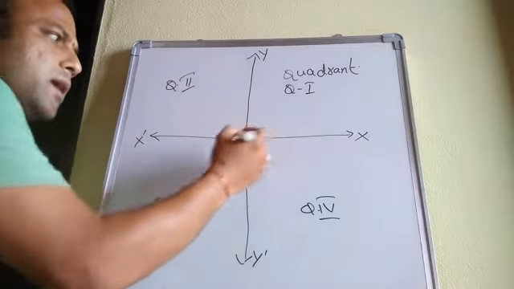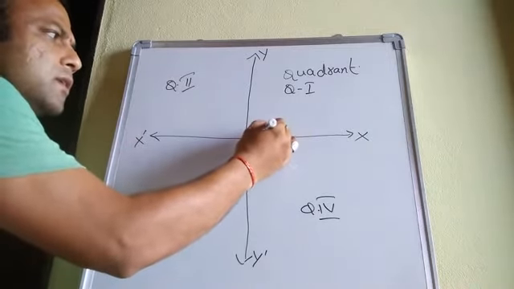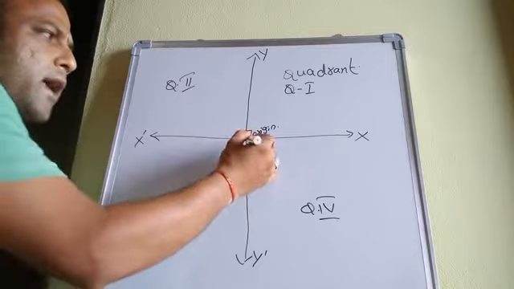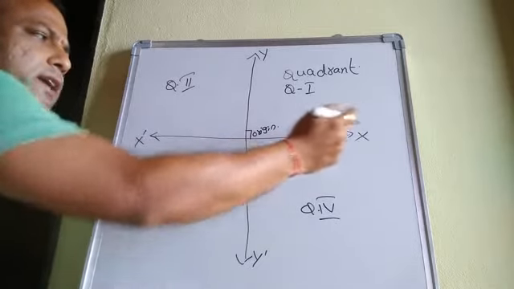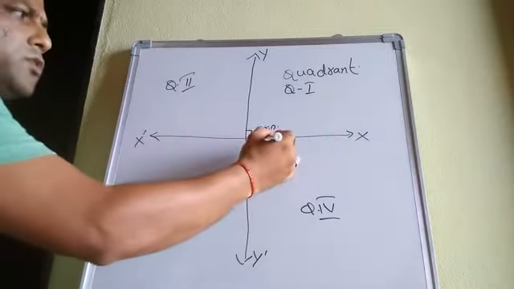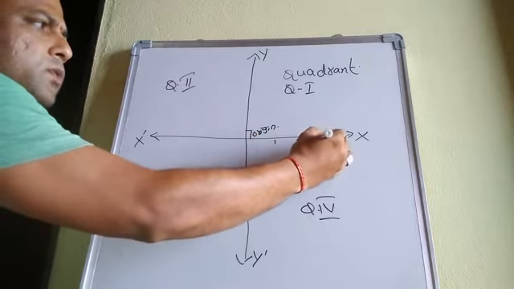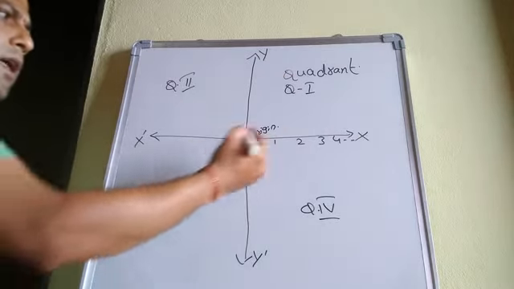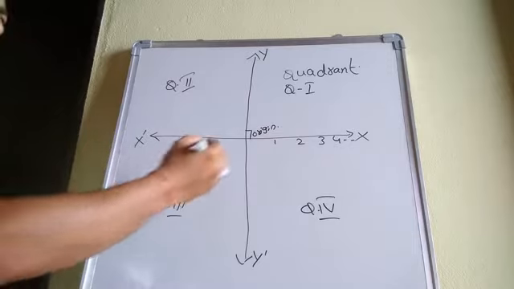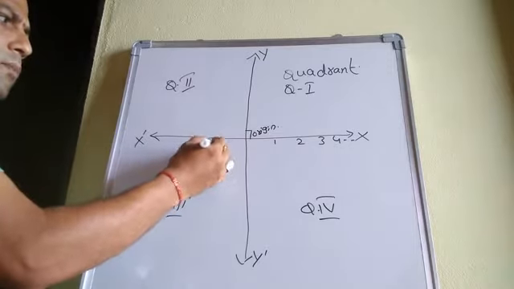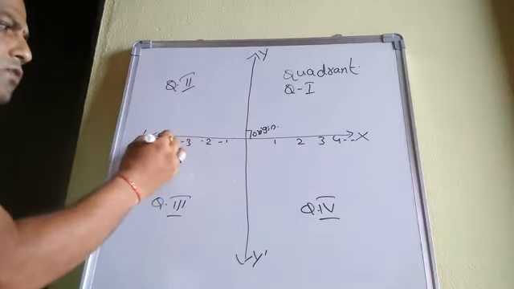Here this point is called the origin. And on this x-axis, to the right hand side we will represent all positive numbers 1, 2, 3, 4, and so on. And to the left hand side we will represent negative numbers -1, -2, -3, -4, and so on.